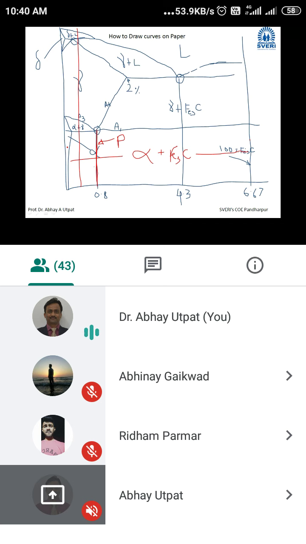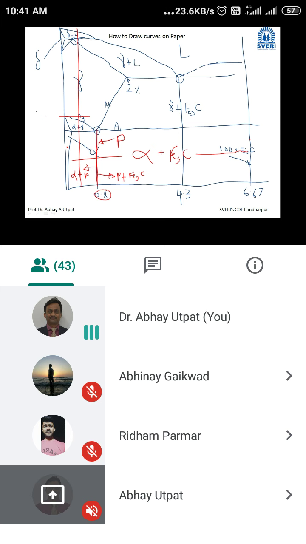If you go to the left hand side, here is alpha plus P, and if you go to the right hand side, it is P plus Fe3C. So at 0.8% of carbon, there is 100% pearlite. Pearlite is a mixture of ferrite plus cementite.